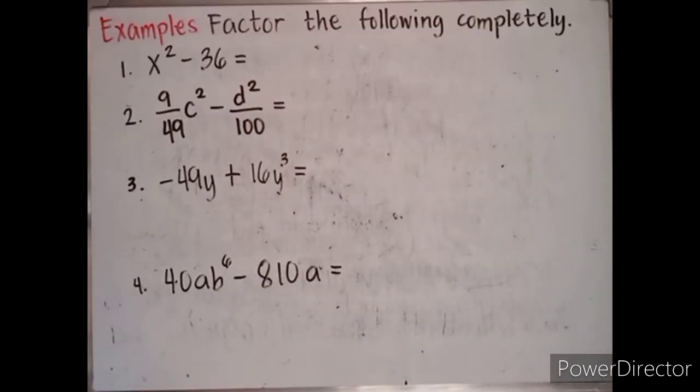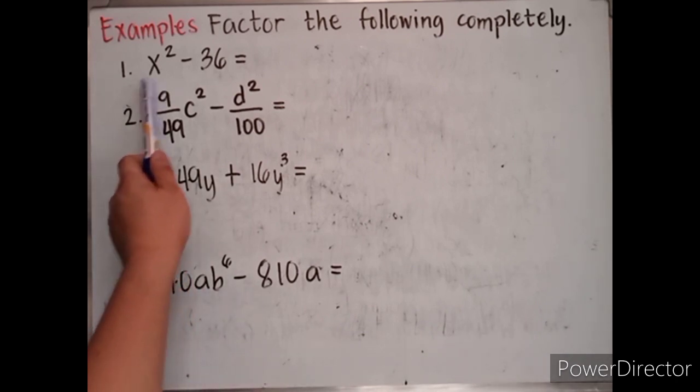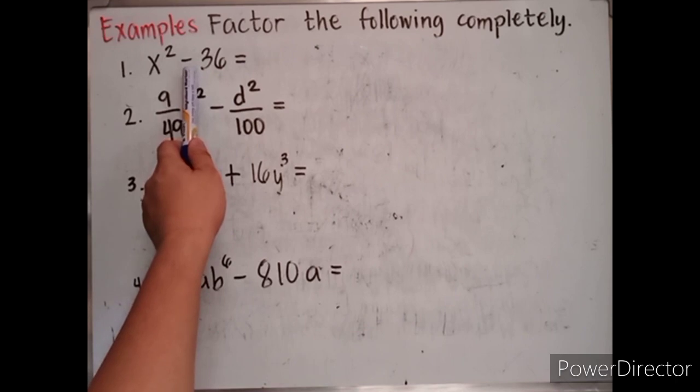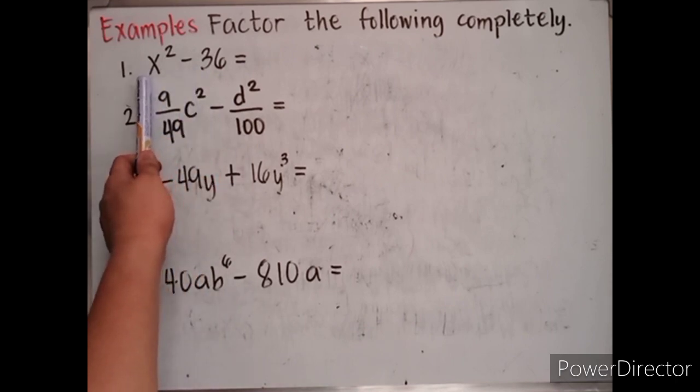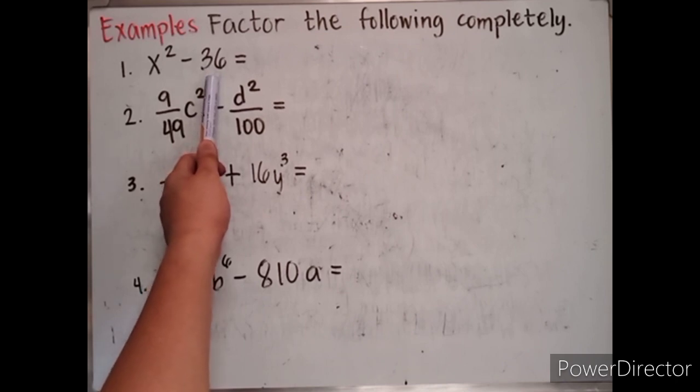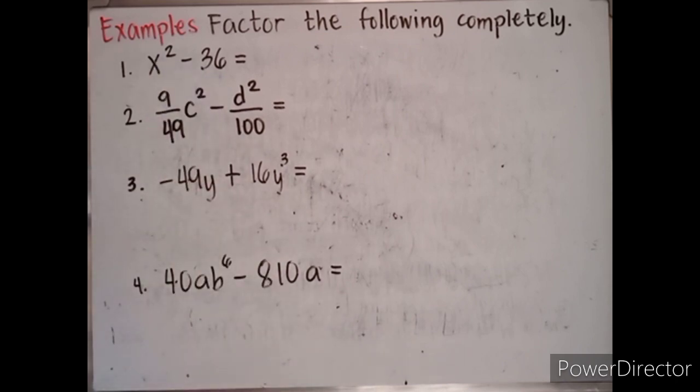Okay, so to understand clearly how to factor DTS or difference of two squares, let's go to our examples. Okay, we are asked to factor the following completely. Okay, so let's try. Number 1, so we have x squared minus 36. So it's a binomial. Yung isa negative. Perfect square number ang numerical coefficient nito because this is 1. Ito naman 36, perfect square number din. And even yung ating exponent. So therefore, it is factorable by difference of two squares or DTS.